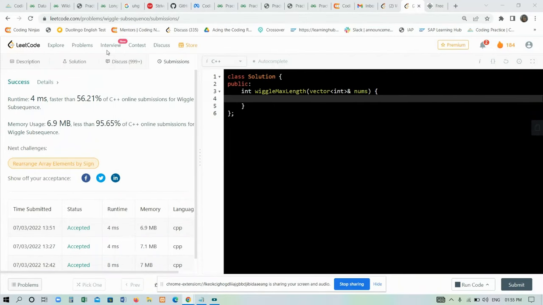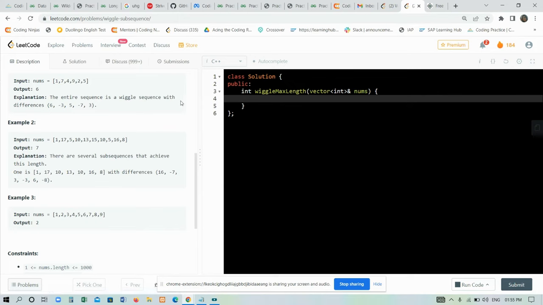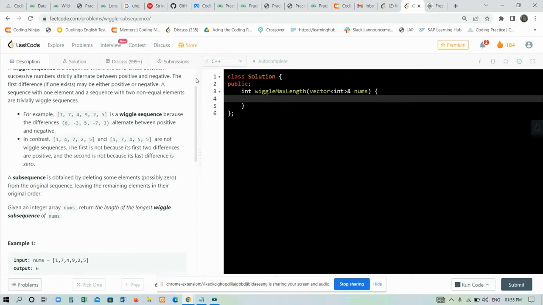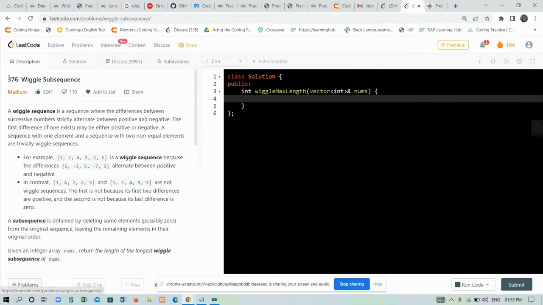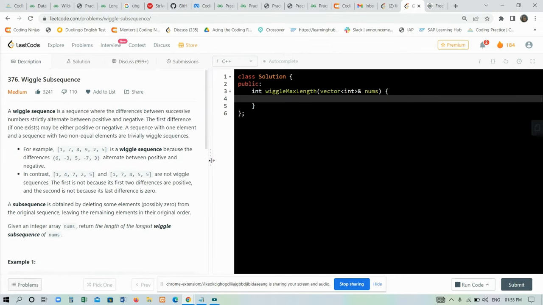Hello everyone. Today I am going to discuss the daily LeetCode practice challenge, which is the Wiggle Subsequence. It is the 376th problem on LeetCode. A wiggle sequence is a sequence where the differences between successive numbers strictly alternate between positive and negative, and the first difference, if one exists, may be either positive or negative.